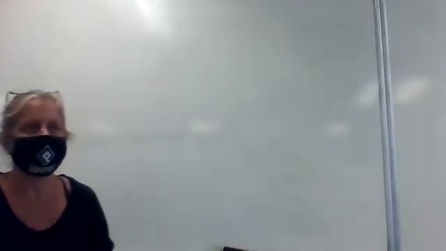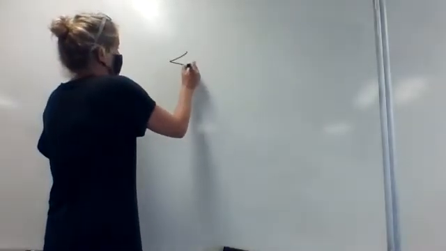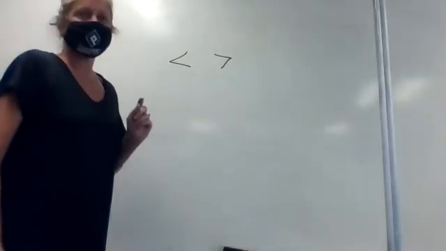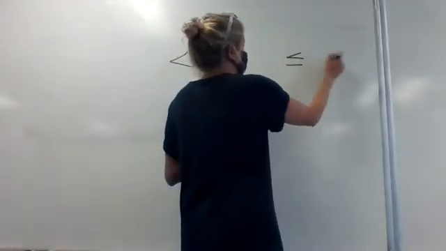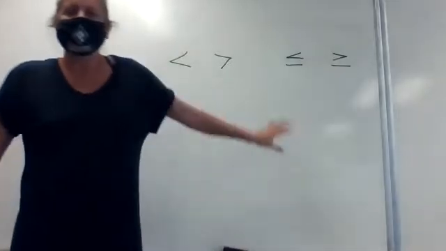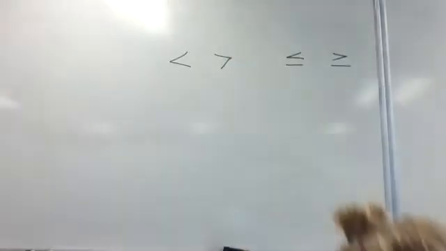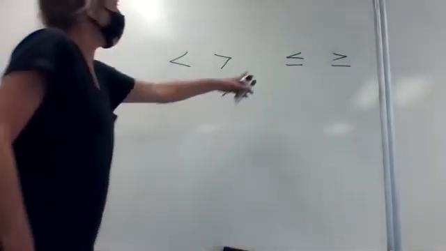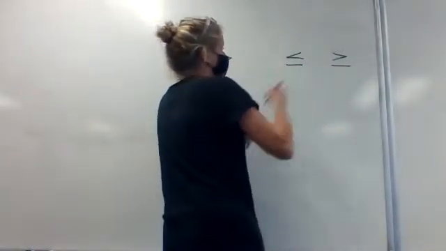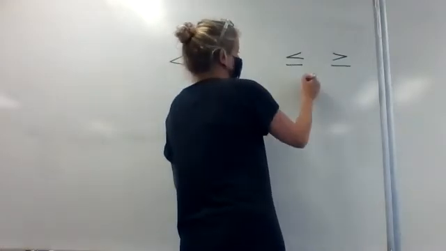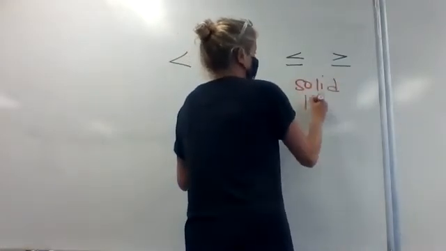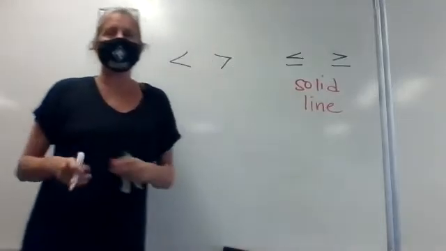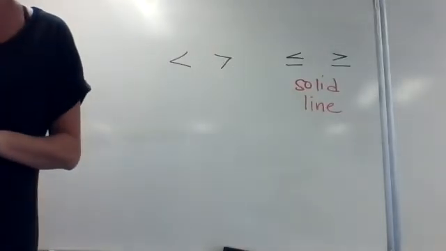Okay, let's talk about the changes that you're going to see in this section. First of all, you're either going to see a less than or a greater than sign, or less than or equal to, greater than or equal to. This right here tells you what kind of line you're going to graph. If it has the equal to bar, doesn't matter if it's less than or greater than, you're going to use a solid line, just like you would graphing your y equals graphs.